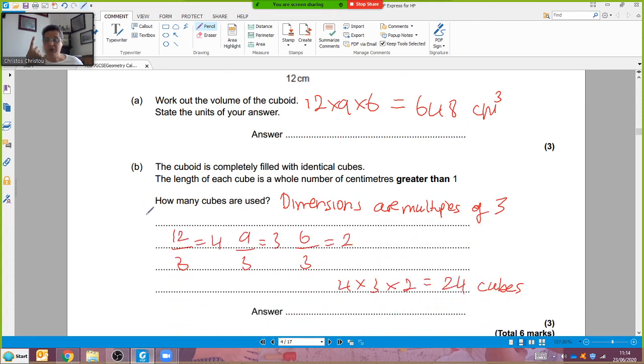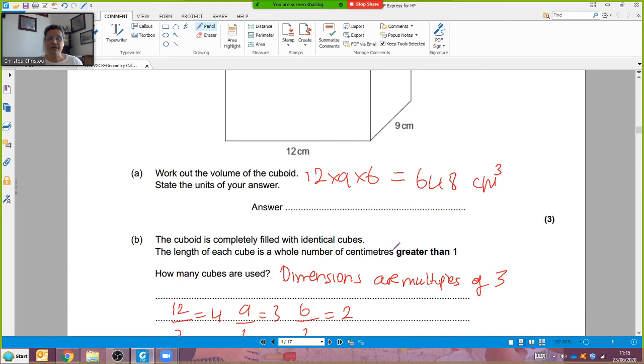Here we go. 12 divided by 3, 4. 9 divided by 3, 3. 6 divided by 3, 2. Okay, so this is actually a 3 centimeter by 3 centimeter by 3 centimeter cube. How many do I need to fit in there?